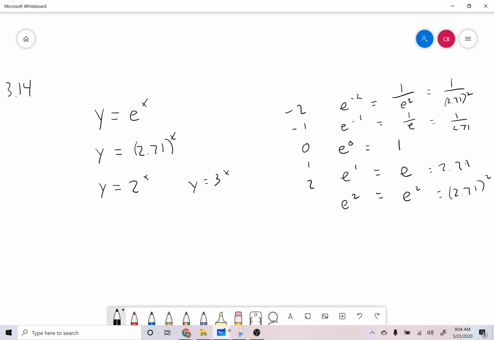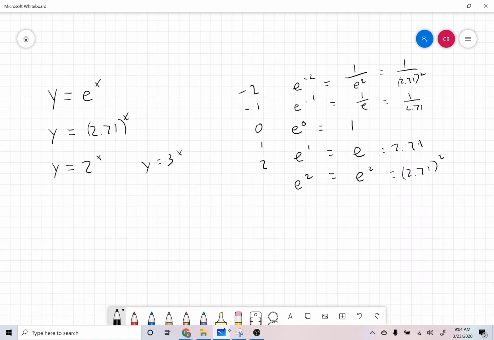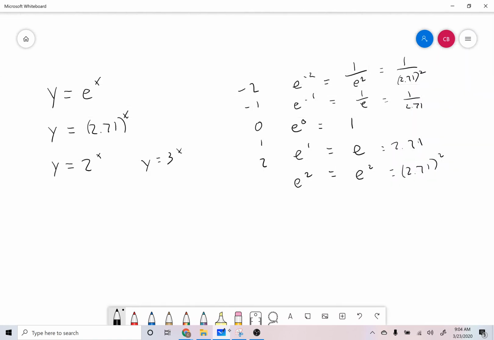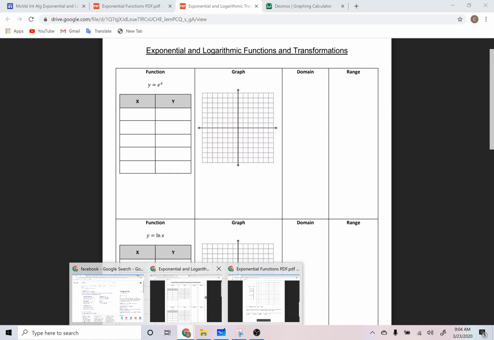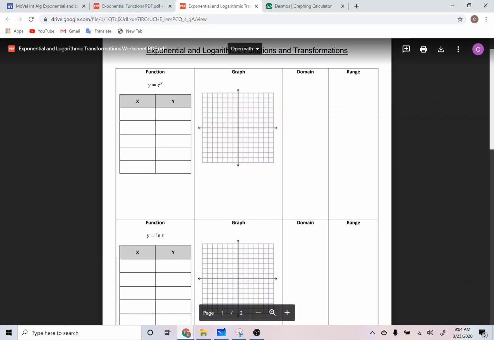Okay. So if we do each of those, you can see it's basically the same thing as before. Domain and range, same thing. We've got domain being -infinity to infinity. Range is 0 to infinity. Notice we are not including 0 because it will never equal 0. And so when we look at the e to the x, this would be filled in. Domain and range, you've got that.